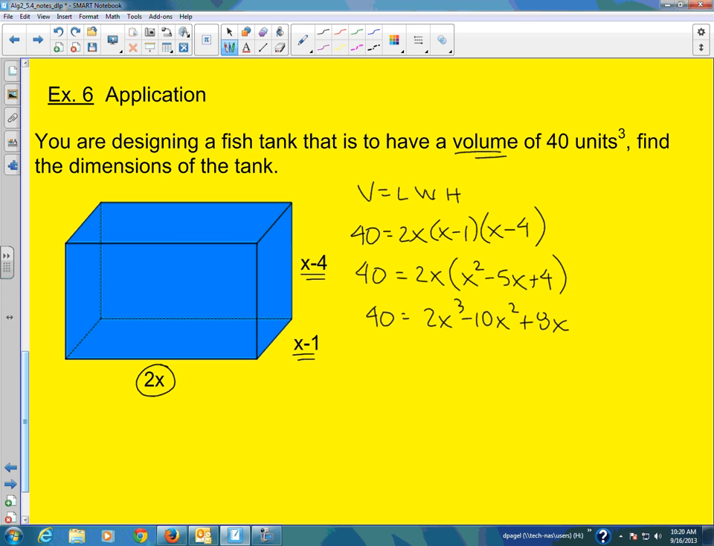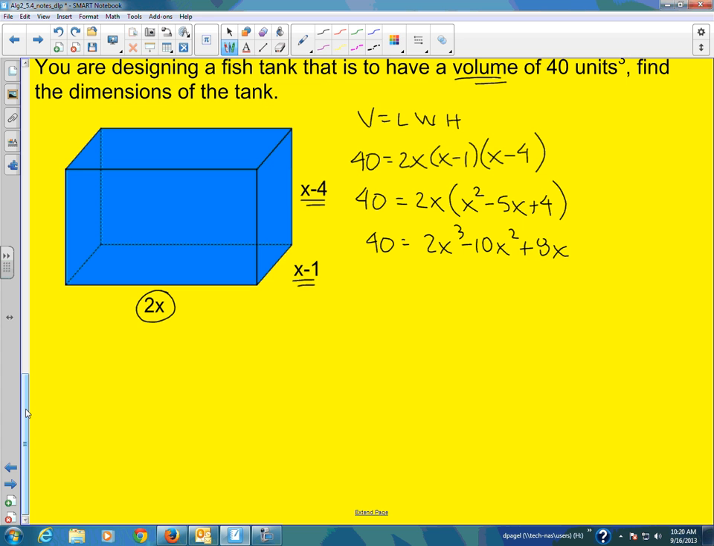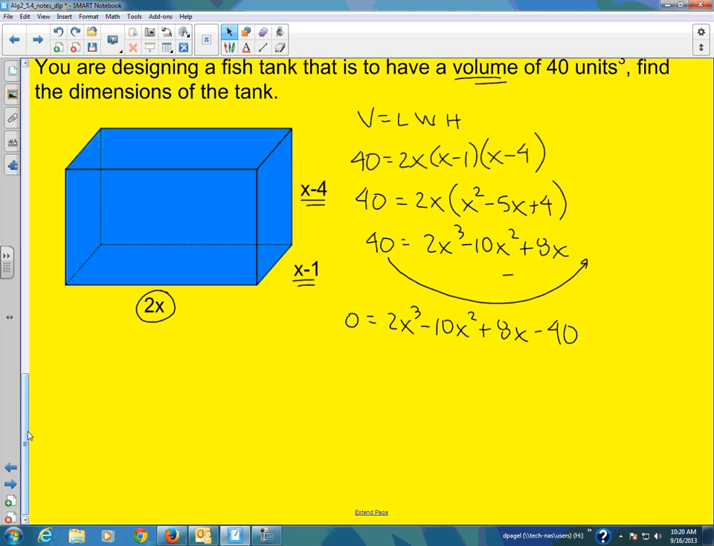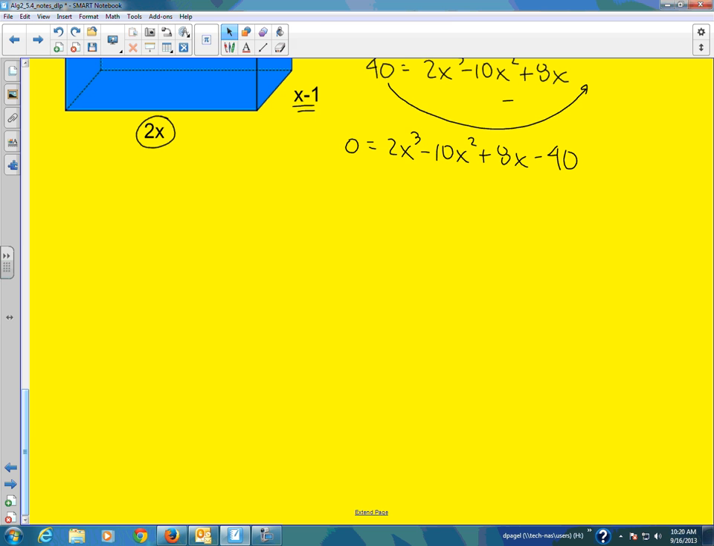Now I'm ready to bring the 40 into this problem. We're going to subtract the 40 from the right-hand side, bring it over here, and I get 0 is equal to 2x cubed minus 10x squared plus 8x minus 40. Then I look at it, I've got 4 terms. Maybe we can group them. Let's see what happens if we group them.